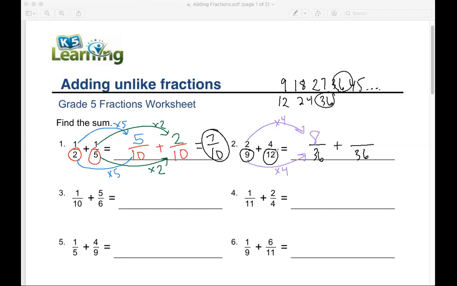So look at that next fraction. How do I get from 12 to 36? What factor do I need? Show me with your fingers. 3. I need a 3, right? Because 12 times 3 is 36. So use that same factor on the numerator. 4 times 3 is 12.